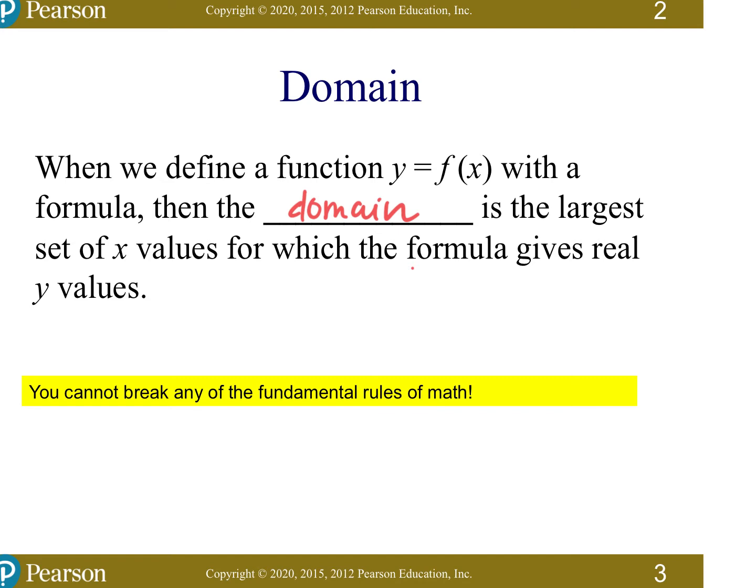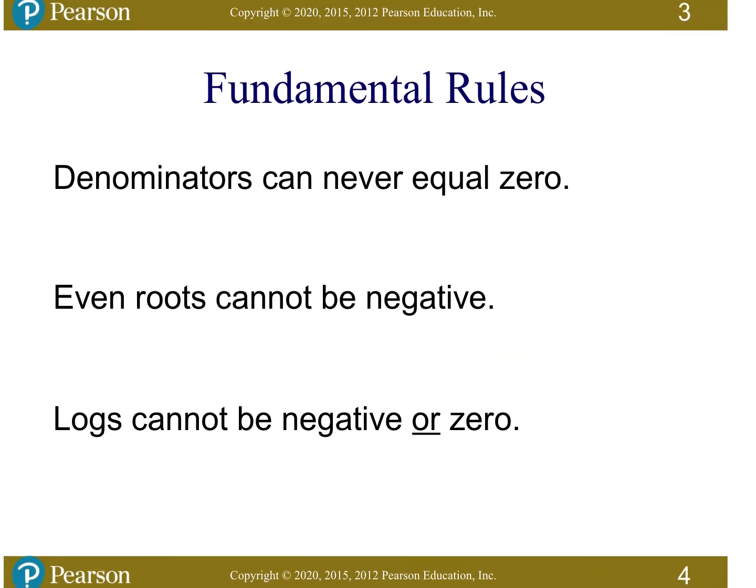Okay, so your job is to stand at that door and say, I cannot let you in because if I let you in, it would cause me to divide by 0, so I'm excluding you. Okay? So that's one of the first ones.